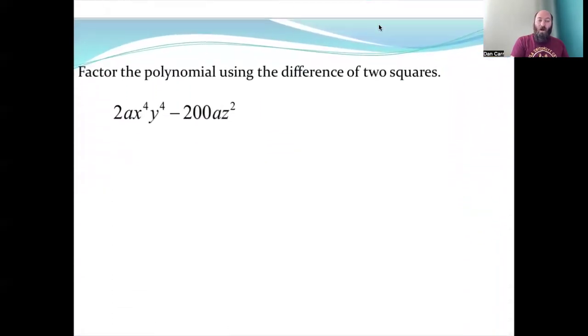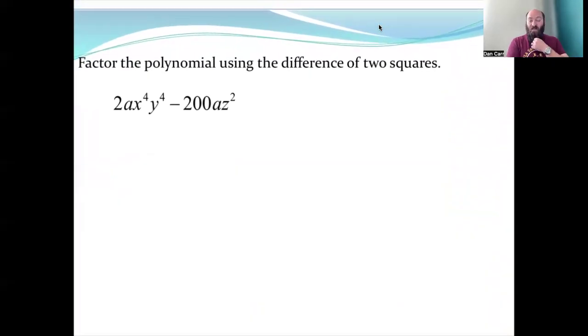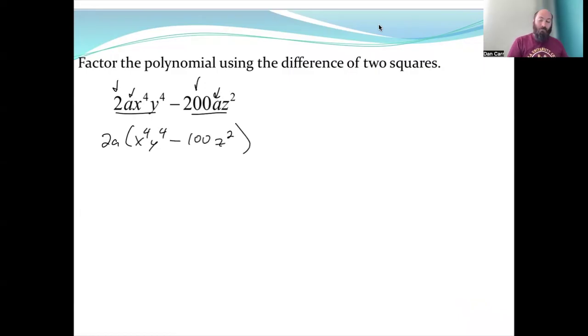Okay? And last one here that we're going to cover in this lesson, factor this polynomial using the difference of two squares. Again, the difference of two squares works as long as they are both perfect squares, which as of right now, they're not. But if I look for GCF, they both have an a in them, and then 200 and 2 have 2 as a common factor. So I can factor out 2 times a out of this. What I'm left with is x to the fourth, y to the fourth, minus 100z squared.